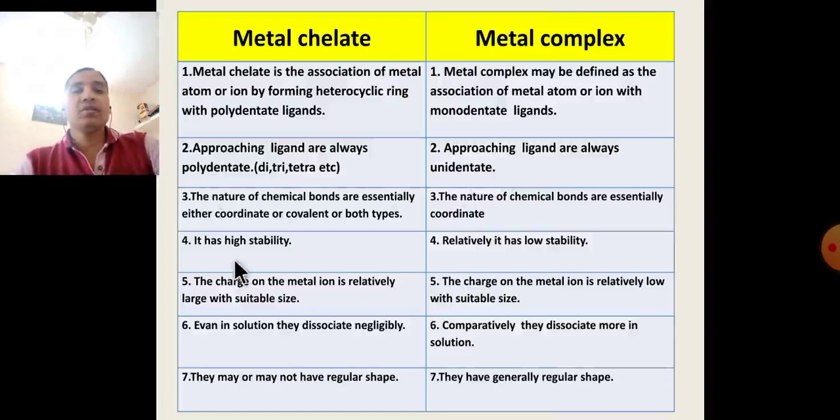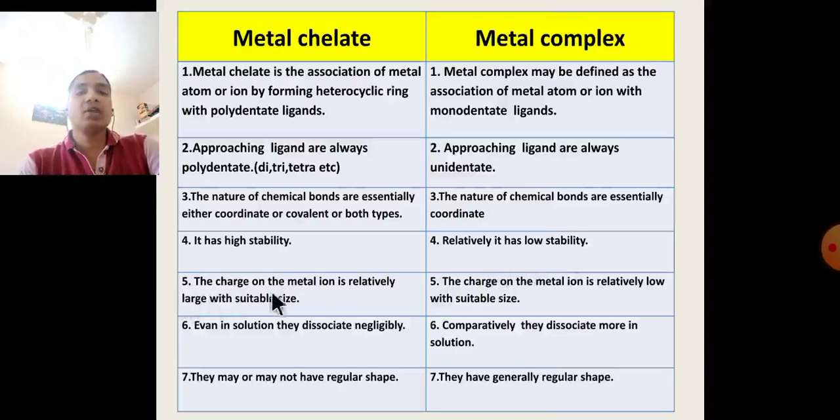Third difference, the nature of the chemical bonds is either coordinate or covalent, or both types. Similarly, in a metal complex, only coordinate bonds form. Fourth point, a chelate has high stability because of ring formation. Ring formation compounds are more stable than simple metal complexes, which relatively have low stability.